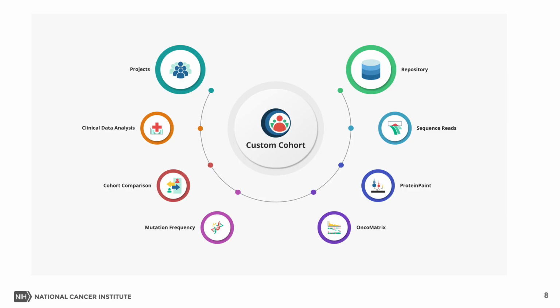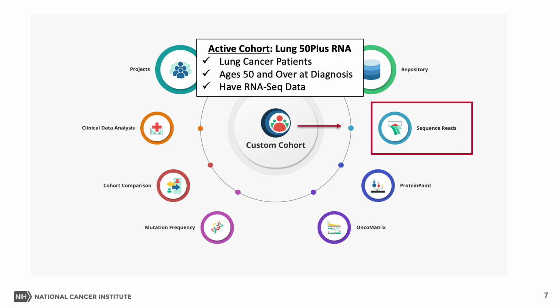The GDC Data Portal 2.0 Sequence Reads tool allows users to visualize BAM files that have been harmonized by the GDC that are associated with their cohort. In this GDC video tutorial, we will visualize sequence data for our active cohort, which was previously created with lung cancer patients who were 50 years of age or older at diagnosis. For information on creating a cohort, see the Cohort Builder tutorial video.